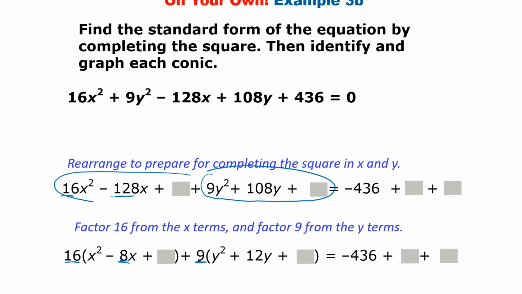So I have two pieces. My x, I'm going to complete that square. So I factored out a 16 and a 9. I'm going to move on to the next slide where I have more.